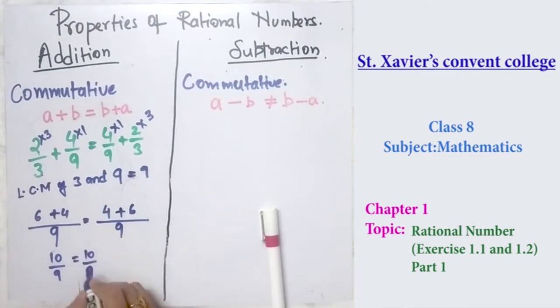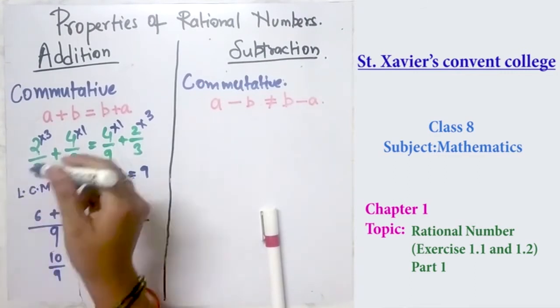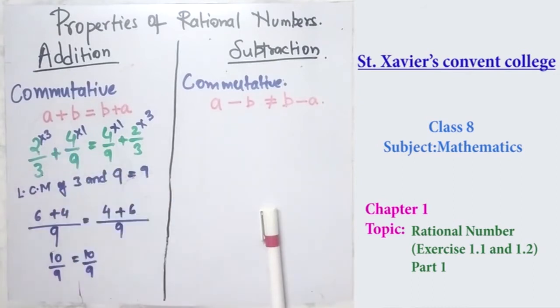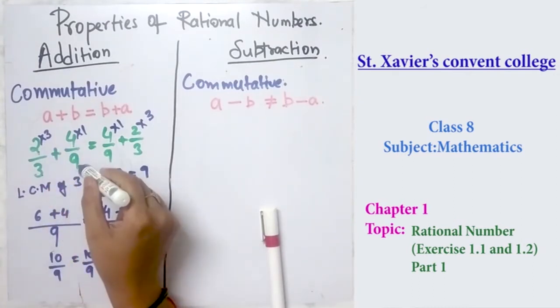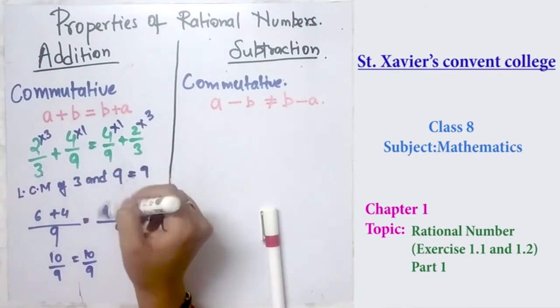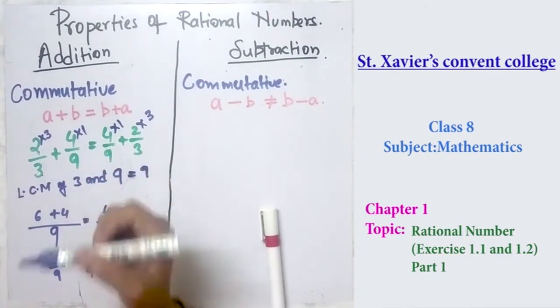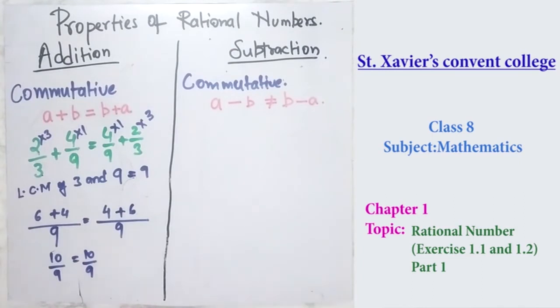You can see you have verified. Yes, we have verified that we have taken two rational numbers and on both sides they are equal. Hence it follows the commutative property.